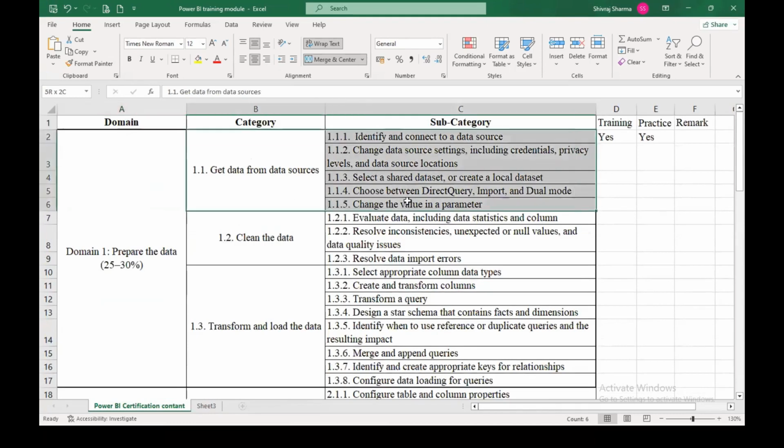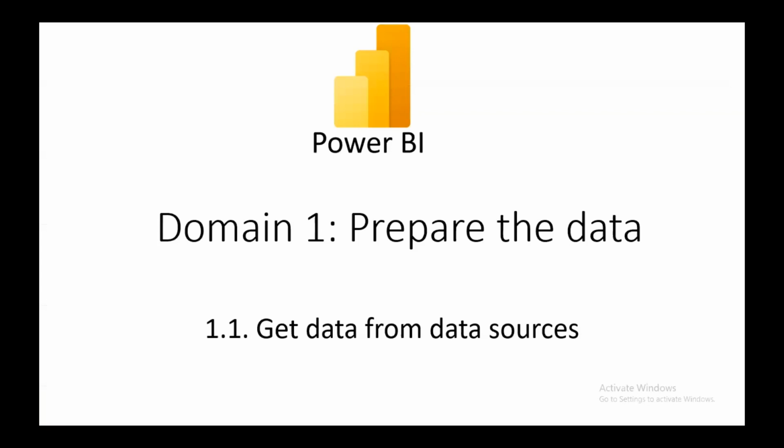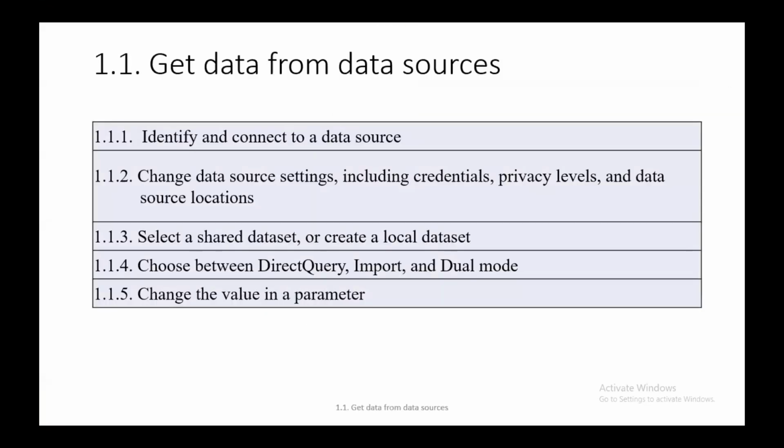The first category, prepare the data, is get data from different sources. We move ahead with these types of contents. Let me move again to my slides and explain each and everything, and we will see different types of data sources to connect our data today. Getting data from different sources includes, first, identify and connect to a data source.